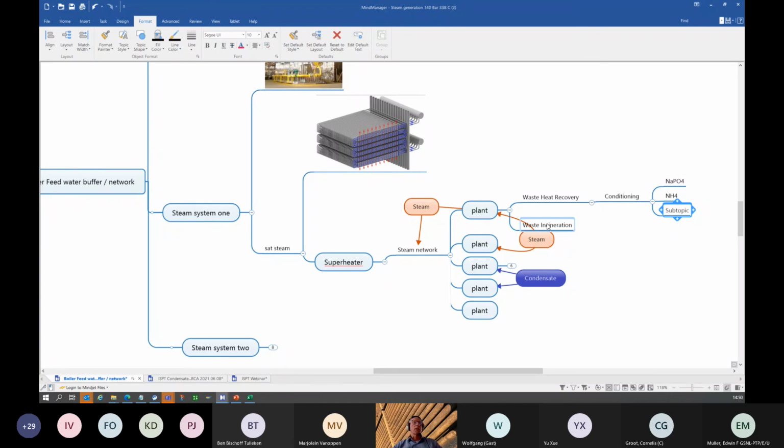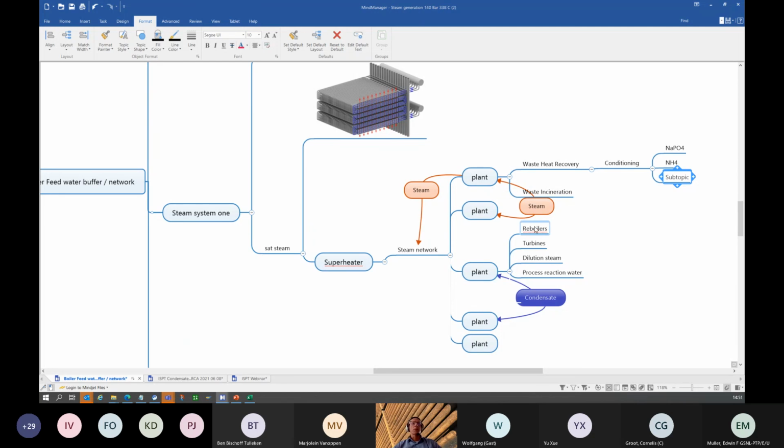You can have a look at our bottleneck site, where the propylene oxide production produces waste. But that's what you get if you have a plant with a catalyst. You also get waste, not only the material you want. And that steam can go back into the steam network, but the steam can also go to other plants directly. And of course, plants can also produce condensate that can go back to the other plants. That condensate comes from reboilers, heat exchangers, turbines, from dilution steam and process reaction water.